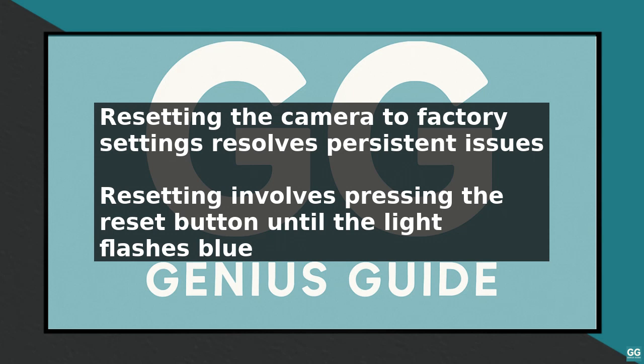By following these steps and troubleshooting tips, you should be able to fix your Kasa camera blinking red and get it working properly again. Remember to always check for firmware updates and ensure your internet connection is stable to prevent future issues.